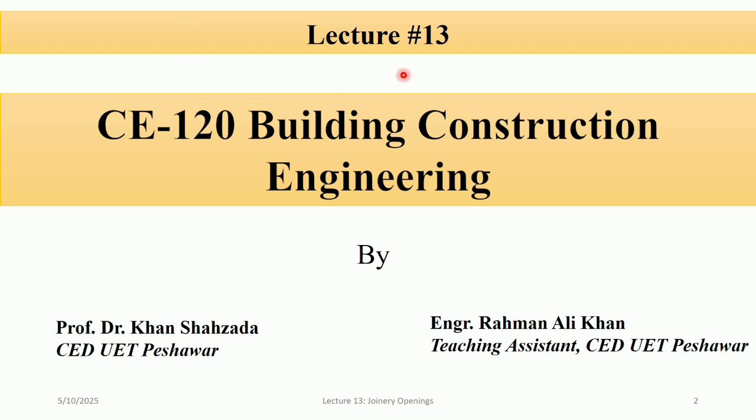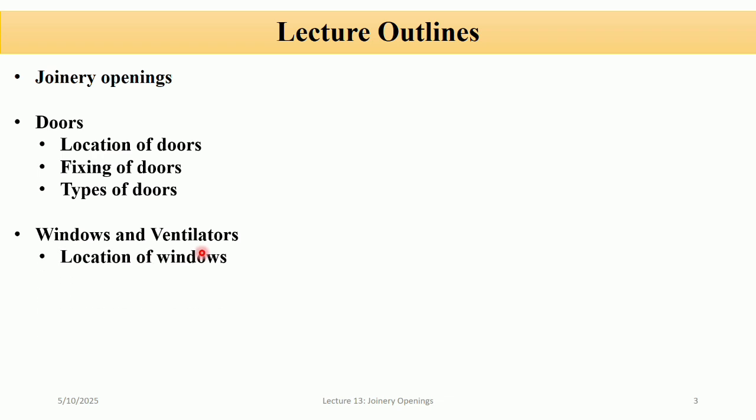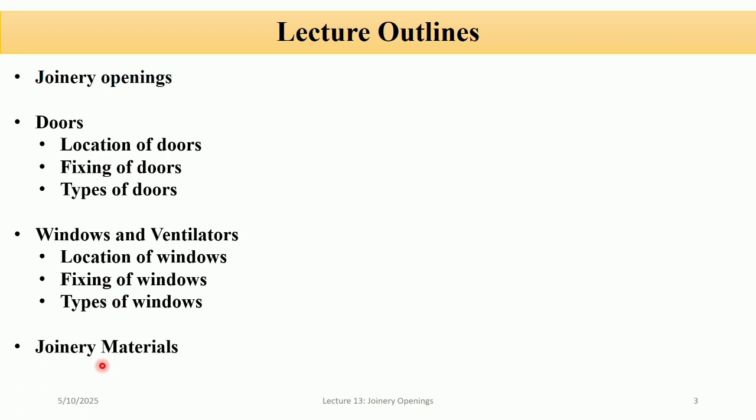Let's start lecture number 13 of Building Construction Engineering. The outline of this lecture is joinery opening. In this we will discuss doors, windows, and ventilators. In doors we will discuss the location of doors, fixing of doors, and types of doors. For windows and ventilators, we have to discuss location of windows, fixing of windows, types of windows, and lastly the material which is used for joinery.